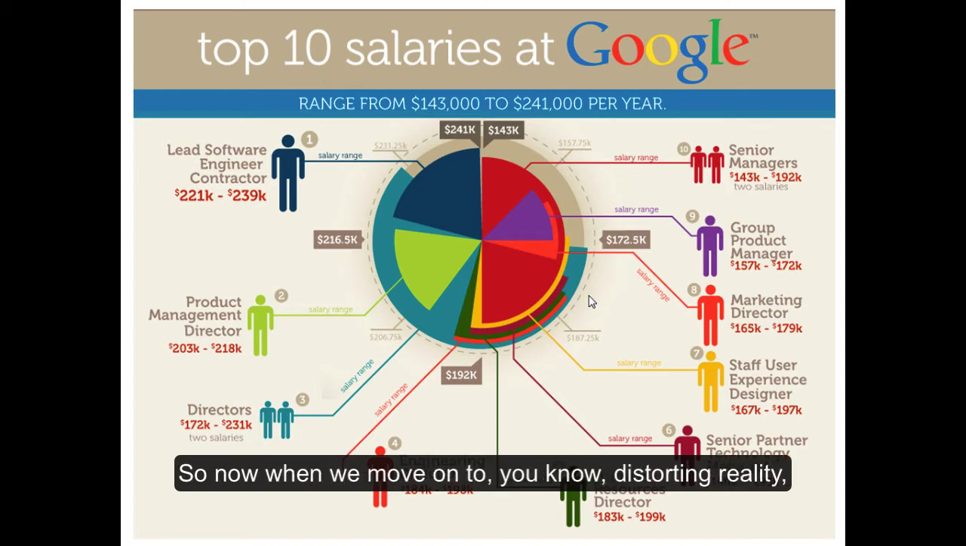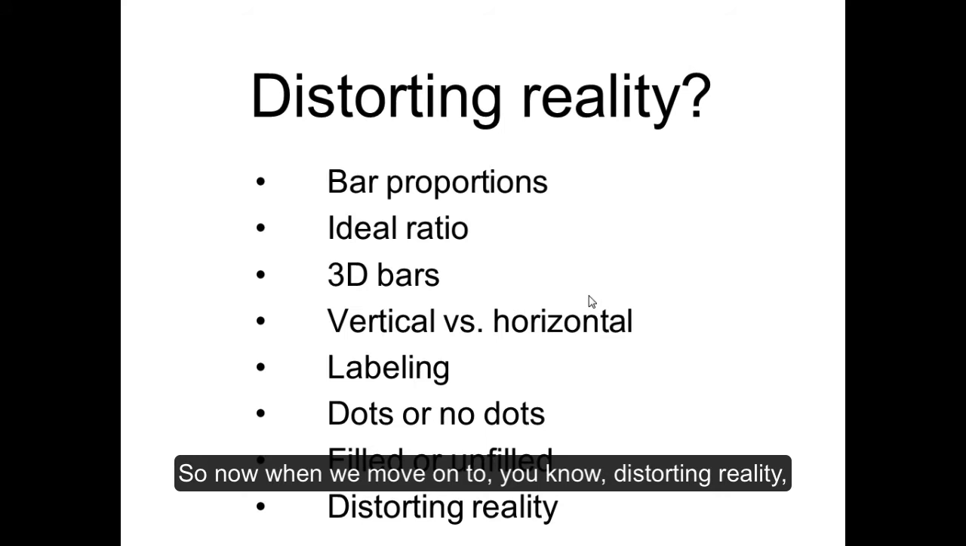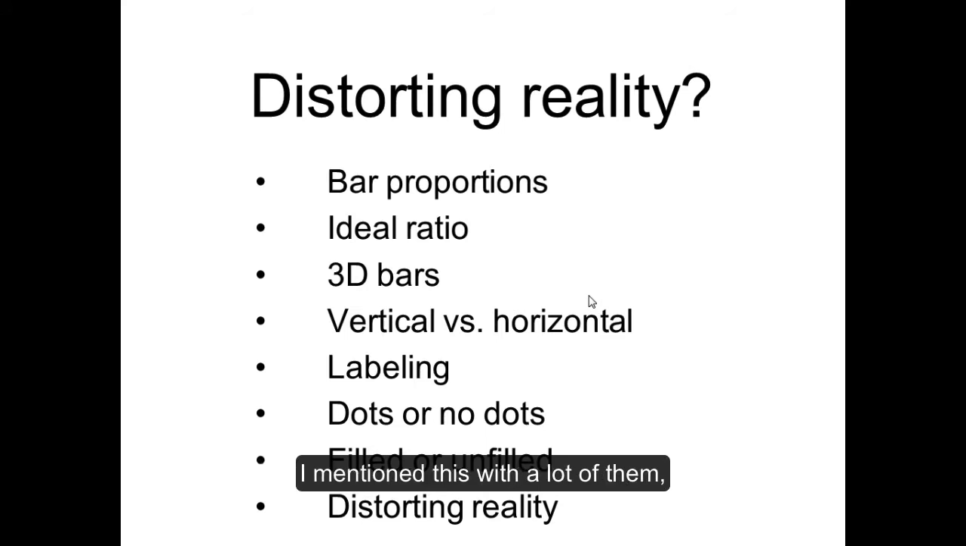Now when we move on to distorting reality, I mentioned this with a lot of them, how we have to be careful not to distort the reality that's in the chart. So we're going to go through these in a little bit more detail and indicate what's the proper way: the proper amount for the bar proportions, the ideal ratios, vertical versus horizontal bars, labeling, dots or no dots, filled or unfilled, and how we can really throw off the information.